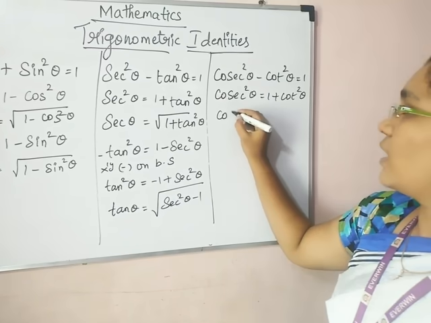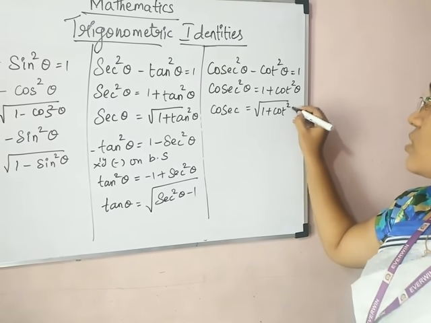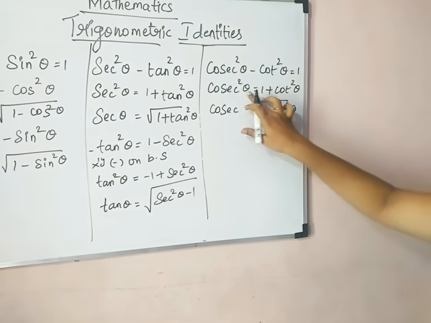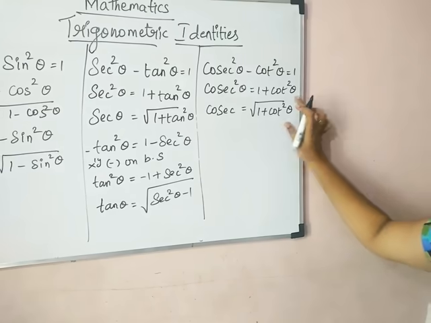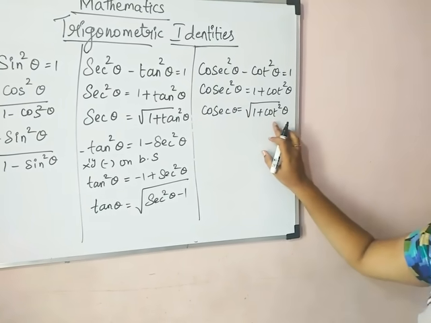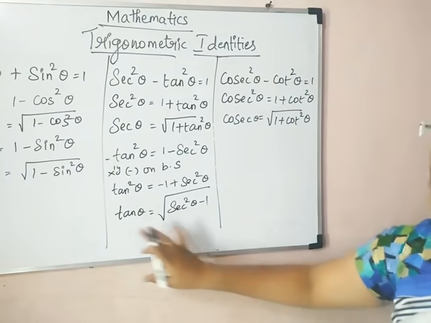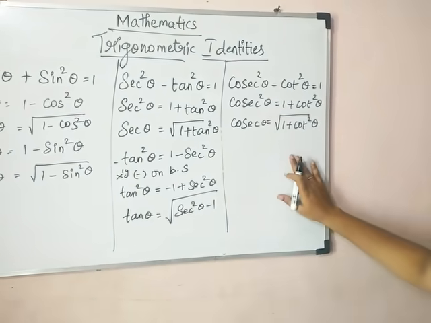So what is the cosecant value? Cosecant square theta is equal to 1 plus cot square theta. So cosecant theta is equal to root of 1 plus cot square theta. The same procedure we applied for both, the first basic identity, the same thing we are following over here.